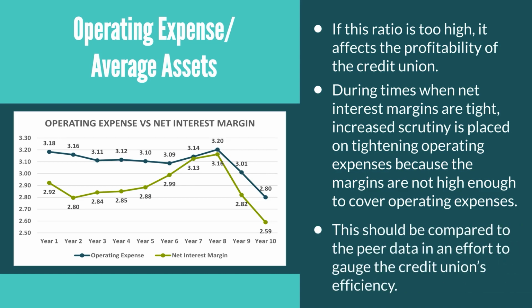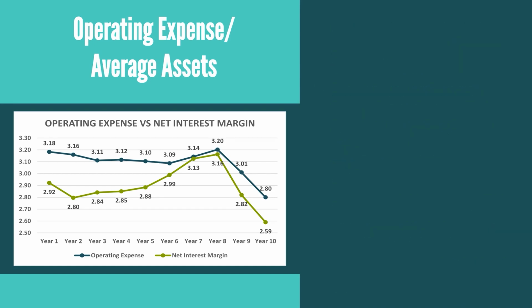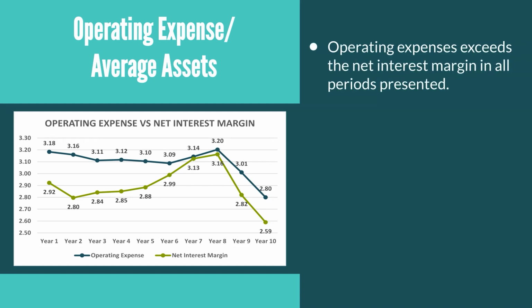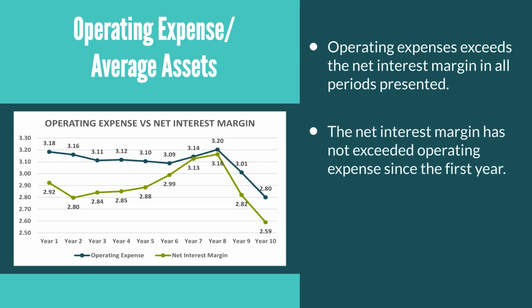Like all other ratios, this should be compared to the peer data in an effort to gauge the credit union's efficiency. Again, we are using a time period to capture the trend of the operating expenses as we did with the yield curve on loans and cost of funds. As shown on the graph, we are looking at a trend in operating expenses compared to the trend in the net interest margin. Operating expenses exceed the net interest margin in all periods presented. The net interest margin has not exceeded operating expenses since the first year.